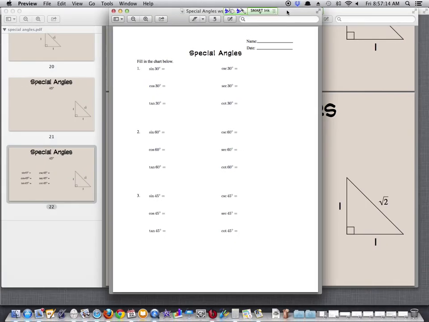Alright, so that's your special angles. That's what you're going to have memorized. And let me pass out that sheet that you're going to have to give me. So this is the sheet you're going to have to fill out. If I were you, I'd go ahead and do it real quick. See if you can fill it out on your own. While you're doing that, we'll get set up for our next part of our notes.